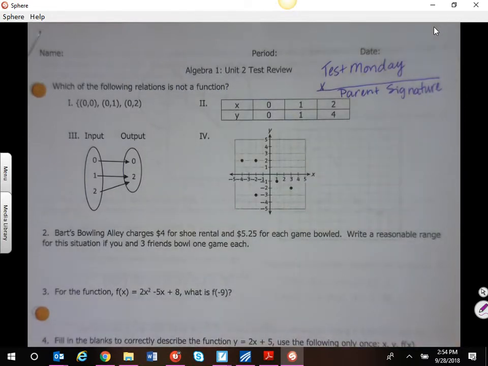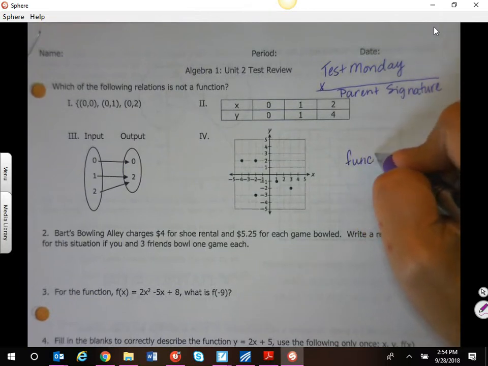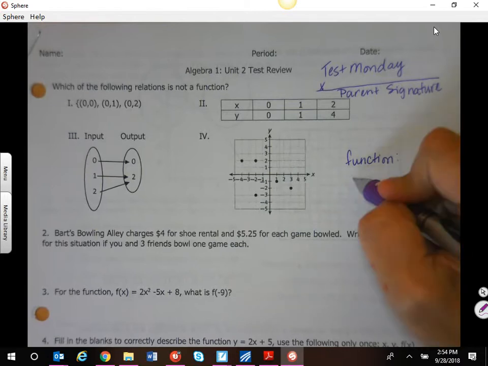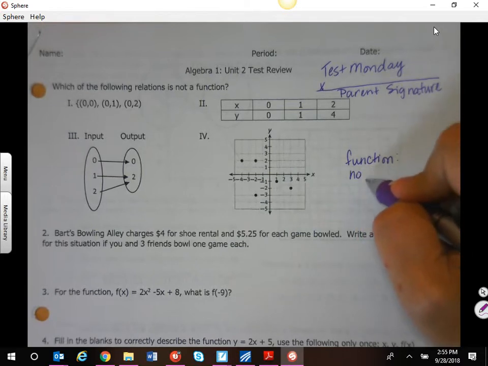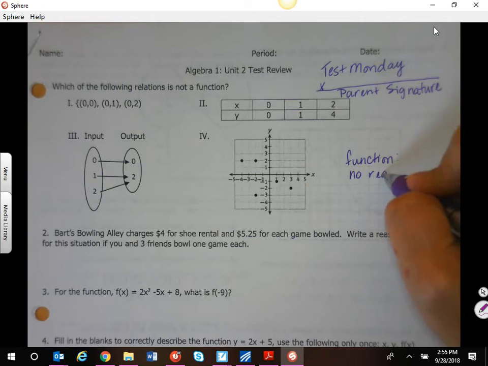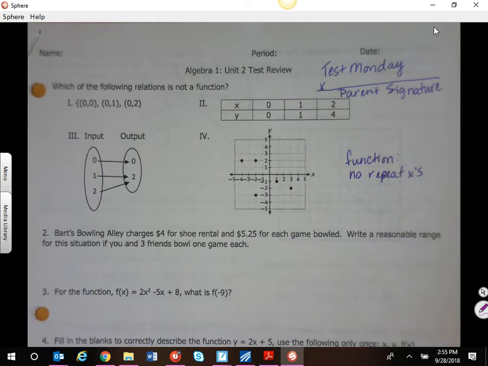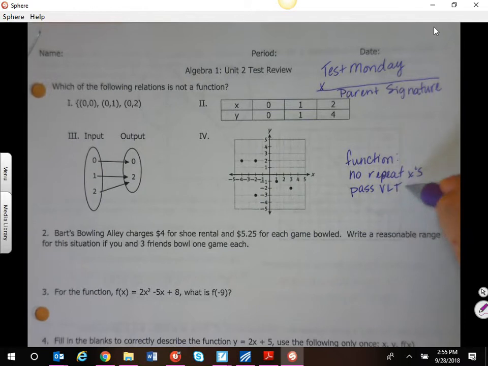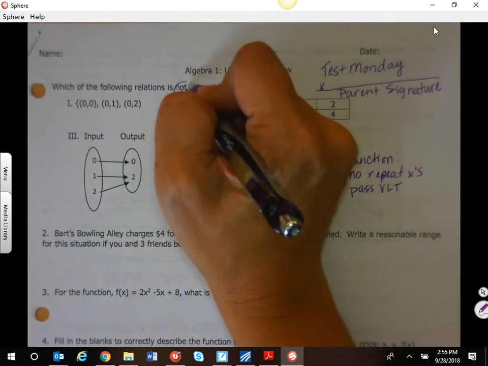We've been talking about what a function is and is not. A function is a set of coordinates where there is only one y value for every x value. So essentially there are no repeat x's when we look at the coordinates. Or if we're looking at a graph, it will pass the vertical line test, which again means there are no repeat x's. So when we look at number 1 here, which of the following is not a function?